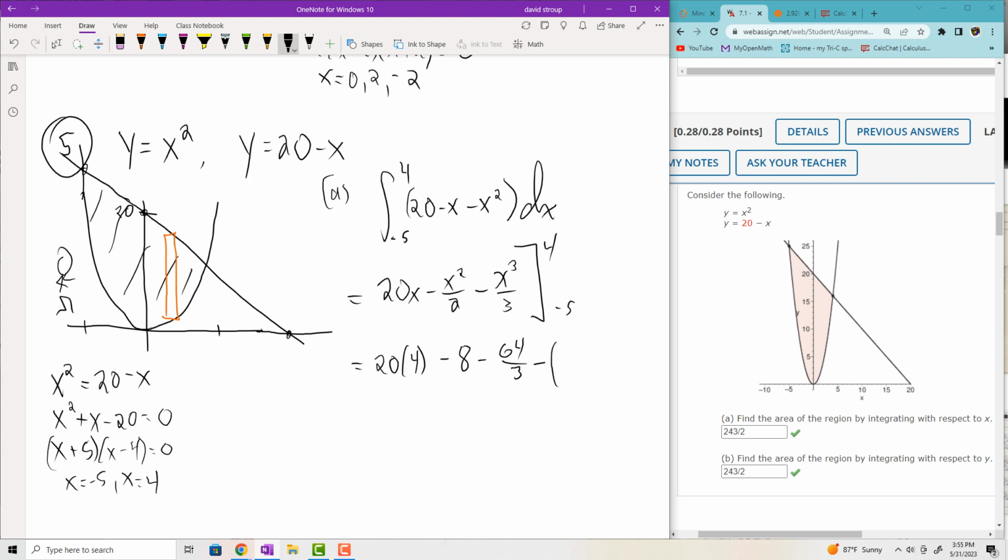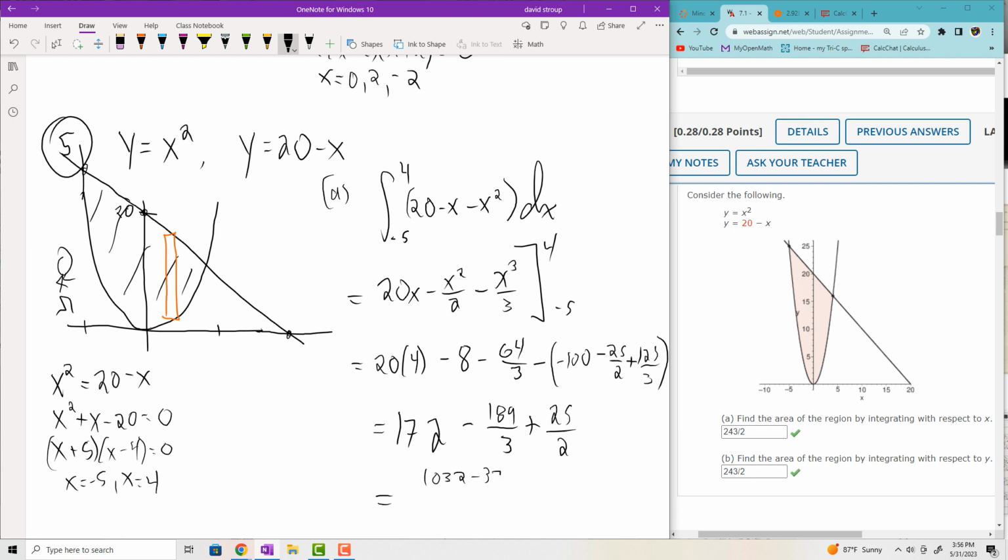So what is this, negative 100 minus 25 halves. This will be plus 125 thirds. So it's kind of a bit of a nuisance. But what is this going to be? 80 minus 8 plus 100 is 172. And then minus 189 thirds plus 25 halves. And then find a common denominator and add it all up.